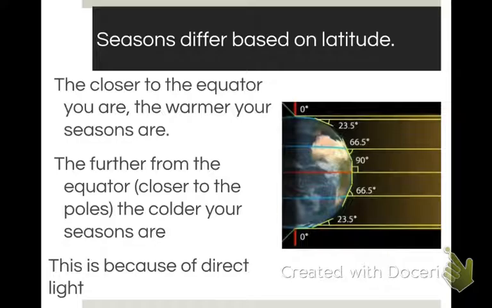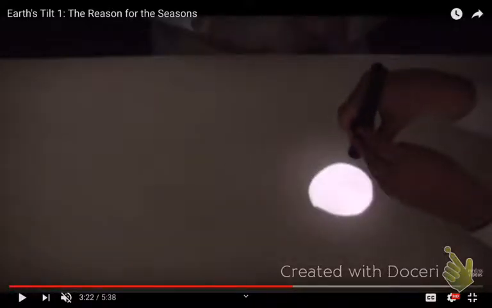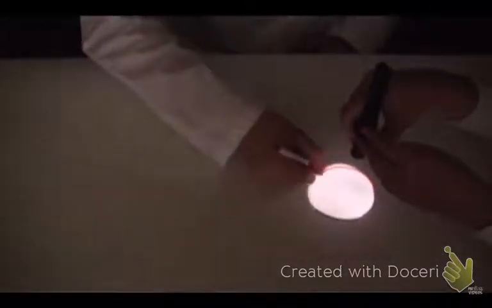Actually, I'm not going to move on to the next slide. I have one last little video clip to show you about why direct light is warmer than indirect light. And these videos are all linked within the notes, so please go back and play them because they're all on Canvas. So they're showing you a flashlight. They're holding the flashlight straight up and down. Because it's straight up and down at a 90-degree angle, that means that it's direct. So all of the light, all of the energy is focused in one area. And this guy is tracing that area.